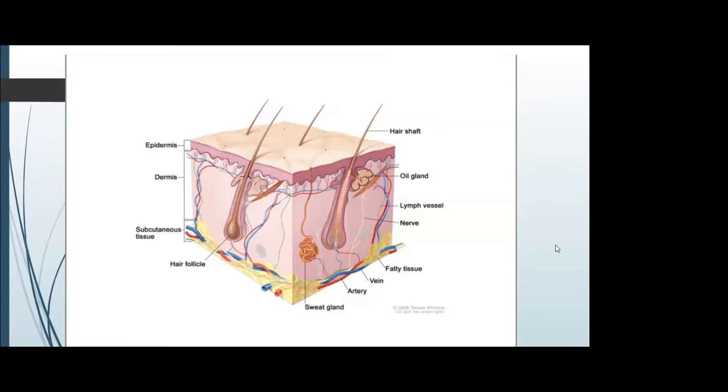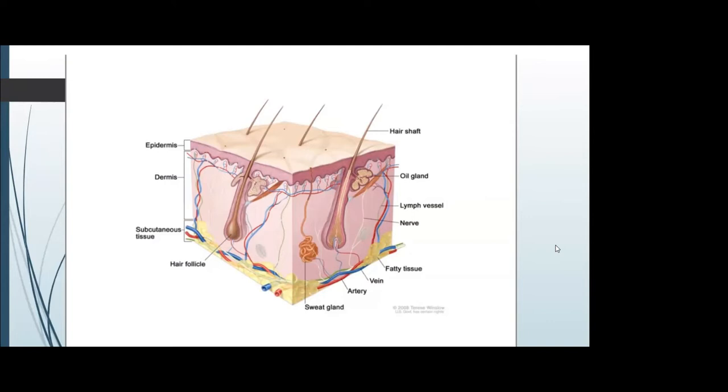The middle layer is called the dermis and is essentially a supportive layer, which assists in temperature regulation and sensation. You can see that there are so many support structures present within the dermis. This includes nerve endings, blood vessels. We have the sweat glands that are responsible for producing sweat, whose main function is excretion of toxins. And then we also have the oil glands, which we can call sebaceous glands. They are also responsible for producing oil and lubricating the skin.